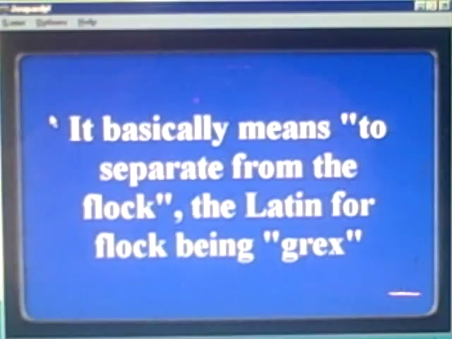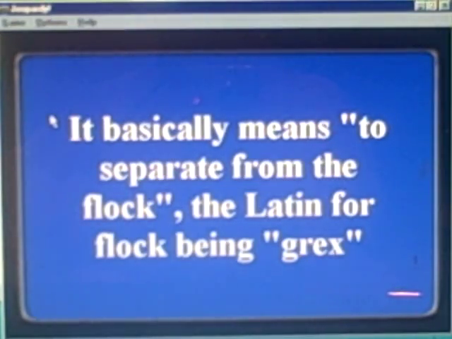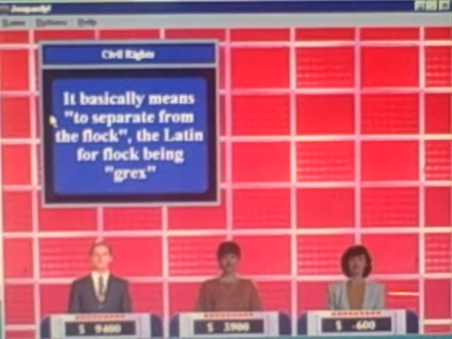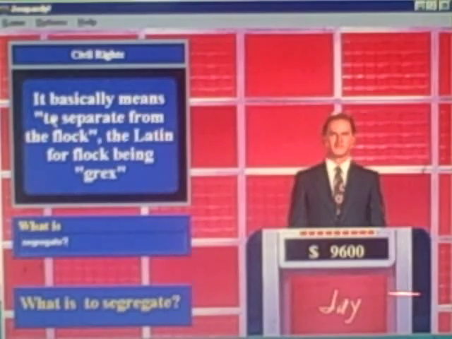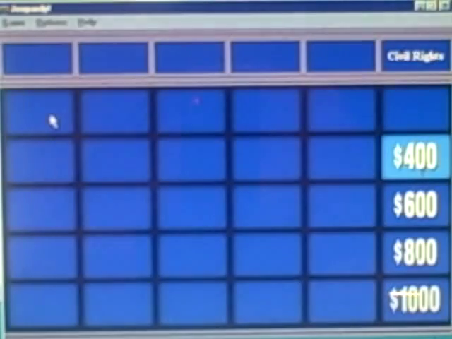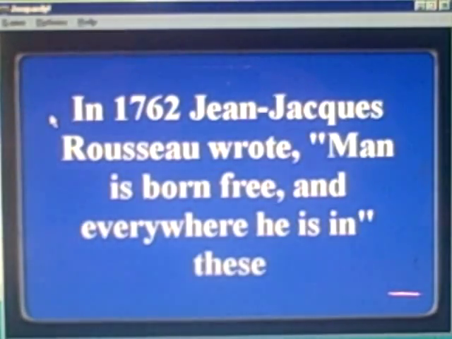Civil Rights for 200. It basically means to separate from the flock, the Latin for flock being grex. Segregate. Contestant number 1. Thank you, Jay. What is segregate? You are correct. 400. Contestant number 1. In 1762, Jean-Jacques Rousseau wrote, "Man is born free, and everywhere he is in these."